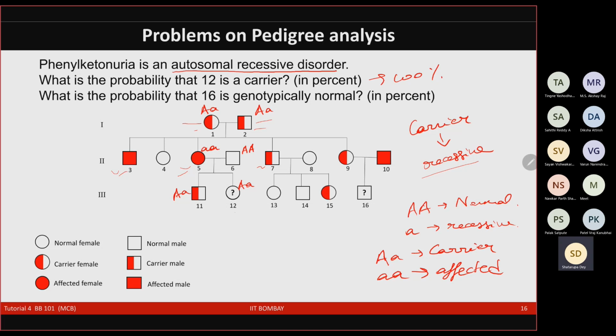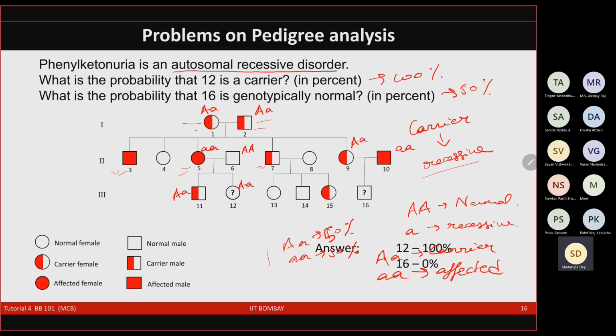Then what is the probability that 16 is genotypically normal? So a carrier is mating with an affected. So the chances can be capital A small a or small a small a. These are the two possibilities, the two outcomes from the mating of this. So what is the probability that 16 is genotypically normal? In 50% of the cases, this person is going to be normal, and in 50% of the cases, the person is going to be affected.